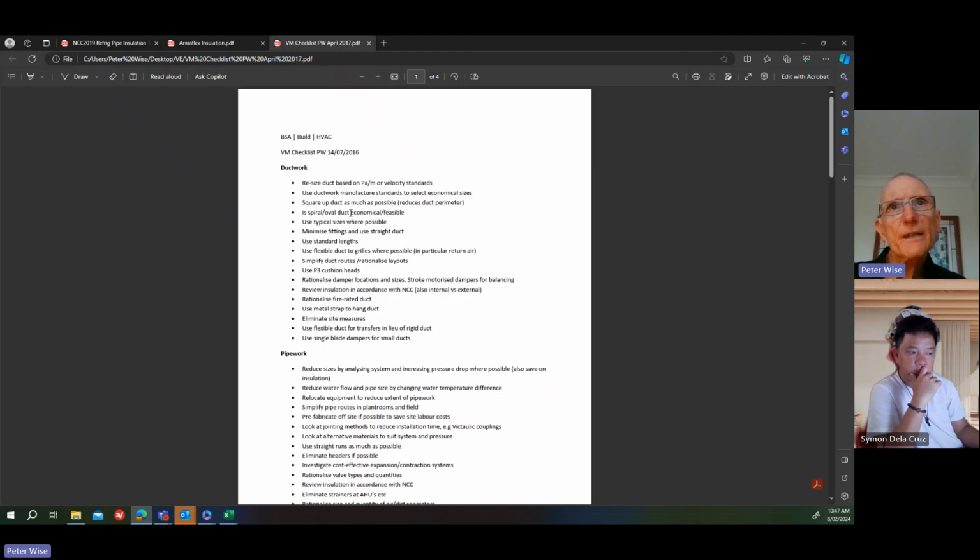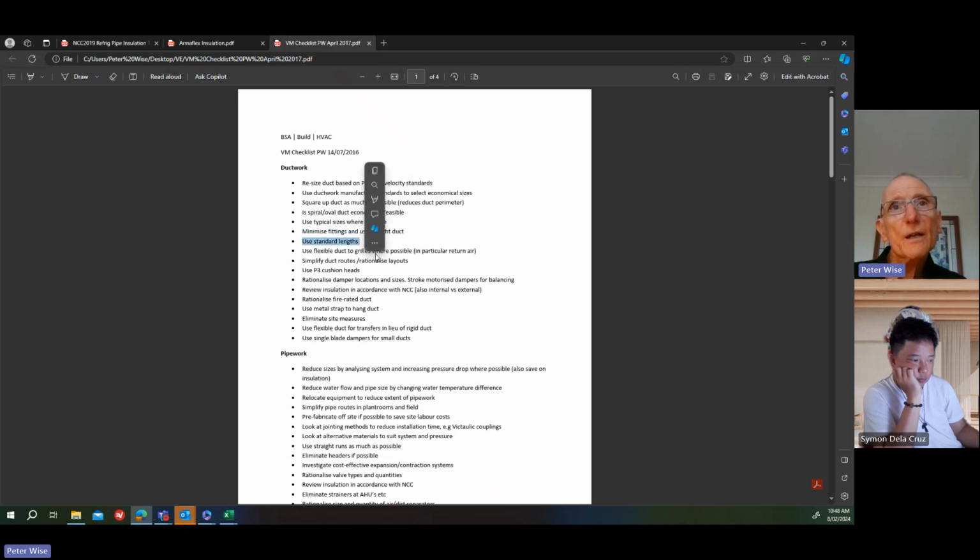And then spiral or oval duct, circular duct. That's quite economical to make and install. I don't know whether Ivan and Philip have mentioned that to you, but again, a round duct is going to be a height issue, but up to about, say, 300 to 400 diameter, you might be able to fit that. Probably after that, it's getting too big, and then you'd have to go to a rectangular. But wherever you can use circular duct, it's economical. Typical size, as I mentioned, minimise the fittings and use straight duct as much as you can.